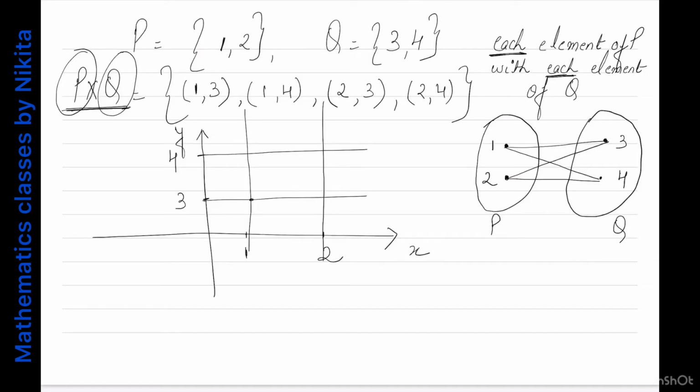अब जहाँ ये intersect कर रहे हैं, mark these points. Now what is this point? This point is 1, 3. This point is 2, 3. This point is 1, 4, and this point is 2, 4. You can see that आपको सारे ordered pairs मिल गए. So this is your P cross Q. P cross Q is nothing but the set of all ordered pairs from the set P and the set Q. But आपको order maintain करना है. अगर P cross Q लिखा है तो first coordinate के अंदर P के एलिमेंट्स आएंगे और second coordinate के अंदर Q के एलिमेंट्स आएंगे.